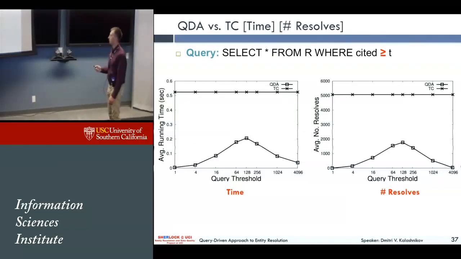So here what we do is, this is the query: select star from R where cited above threshold. We vary this threshold, and this is the running time of the query. This is a transitive closure approach, which is the standard solution, and this is a QDA approach. As you can see, it is faster, and this is a very similar plot.